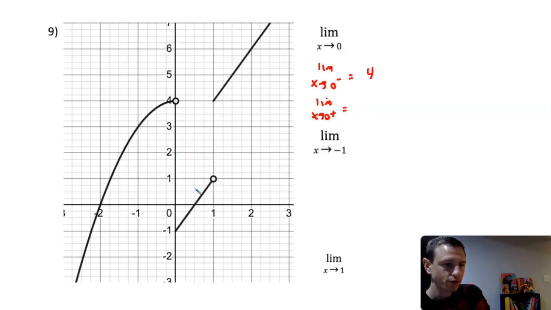Now x approaches 0 from the right. Where is the graph as x approaches 0 from the right? Here's the x value of 0. As we come in from the right, we're going to be on this graph here, and it looks like we're approaching -1. So from the left it's going to 4, from the right it's going to -1, so therefore the limit as x approaches 0 does not exist.